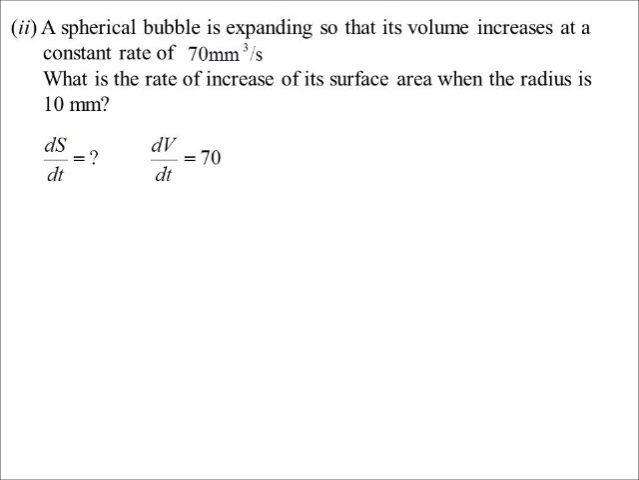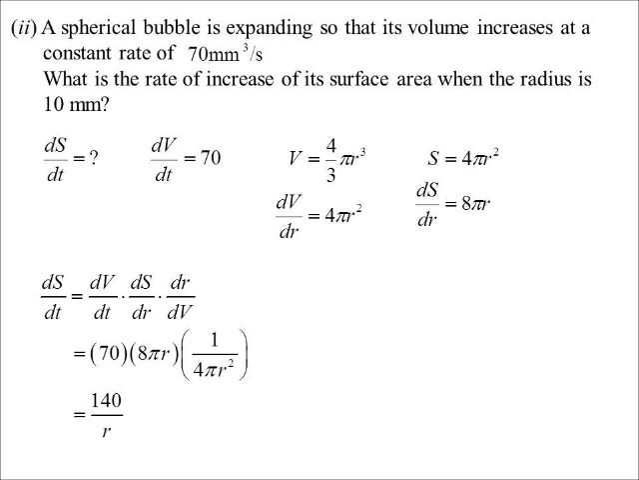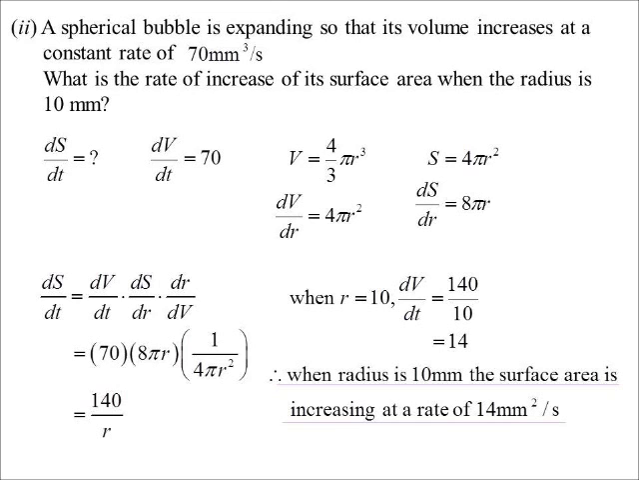We've been told dV/dt is 70. So I'm going to need a few rates here. We know dV/dt. I can work out dS/dr, but I'm also then going to need dV/dr to get our final answer. We worked out dV/dr before as 4 pi r squared, so we can use that. dS/dr turns out to be 8 pi r. So subbing all that in, I get 140 over r. We want the point when r is 10, so we get 14. So there we go, 14 millimeters squared per second.